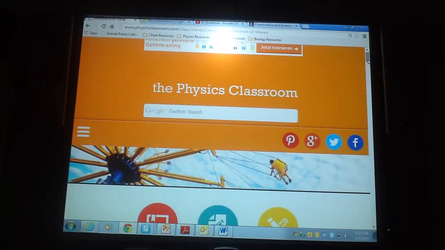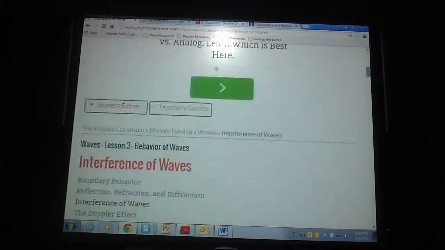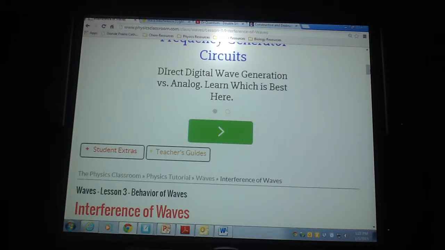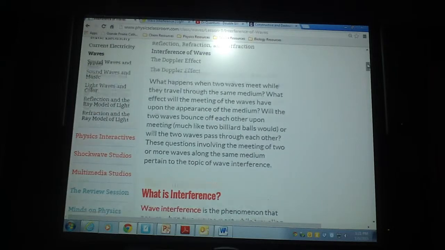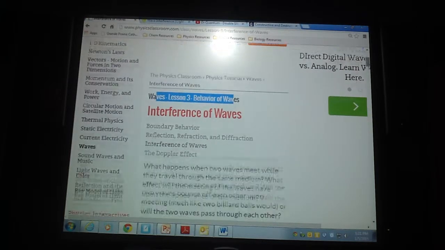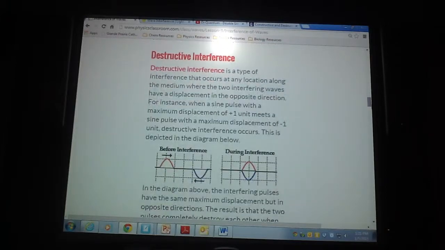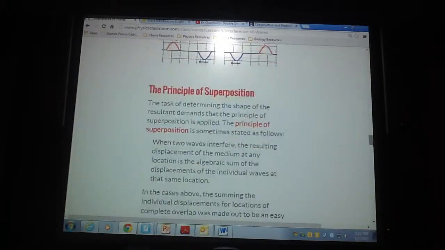I've shown this one to you before, but this is a really good website for what we're doing today, physicsclassroom.com. Right now we're doing lesson 3 on waves, behavior of waves, interference. And it basically goes through everything that we did today: constructive, destructive, and the principle of superposition.